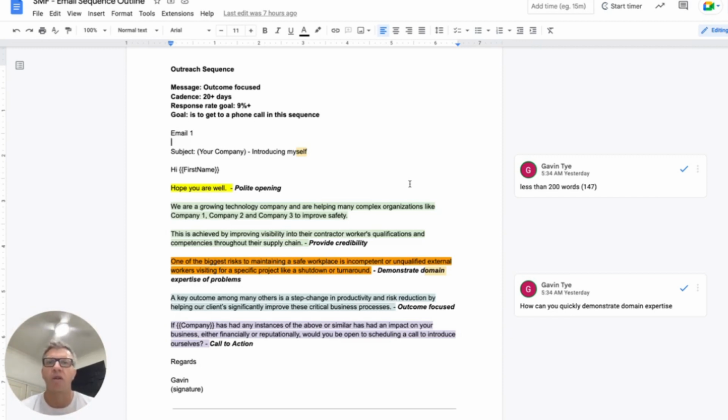That's the only goal, is to get off email onto a phone call or some other medium of communication, because there's no chance of closing a large deal or a B2B deal if you're doing it by email. We need to start creating a one-on-one relationship. So let's look at the structure.